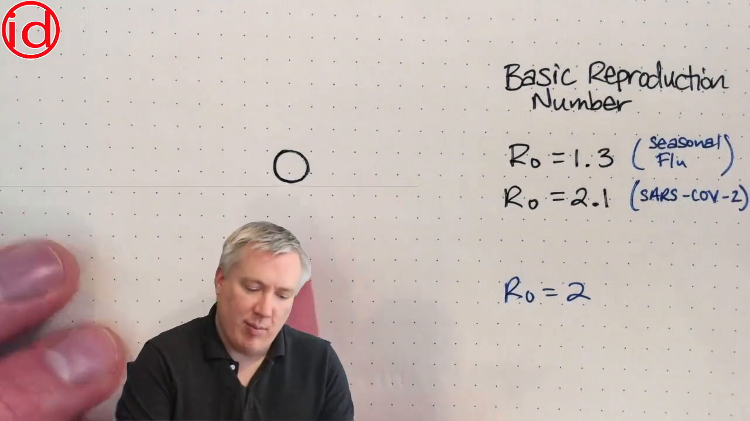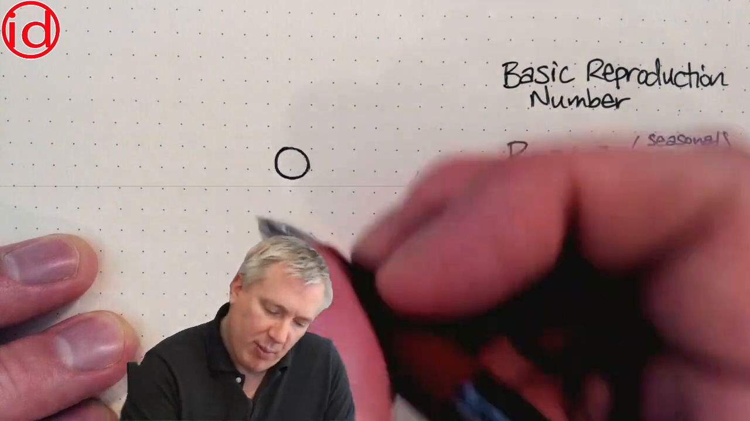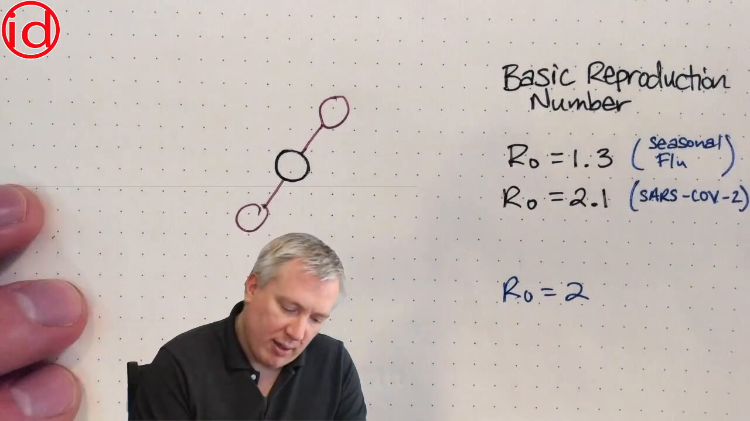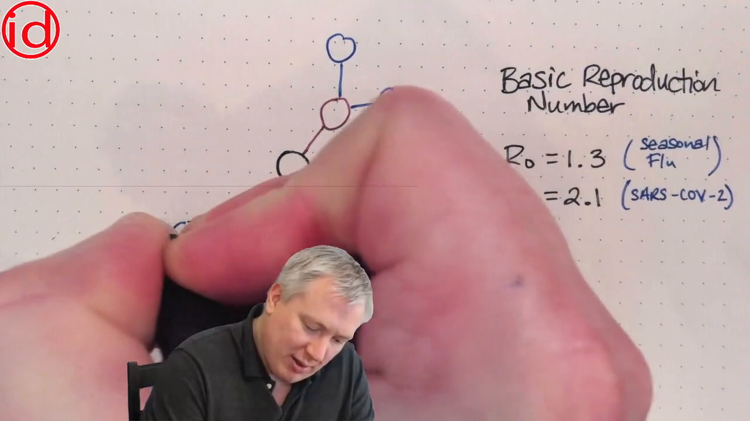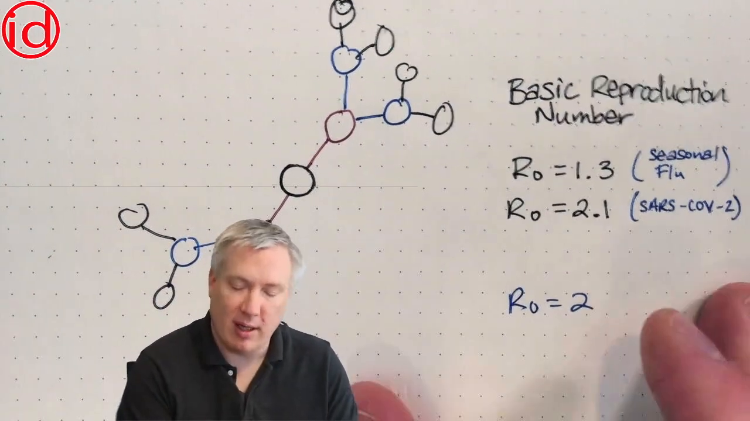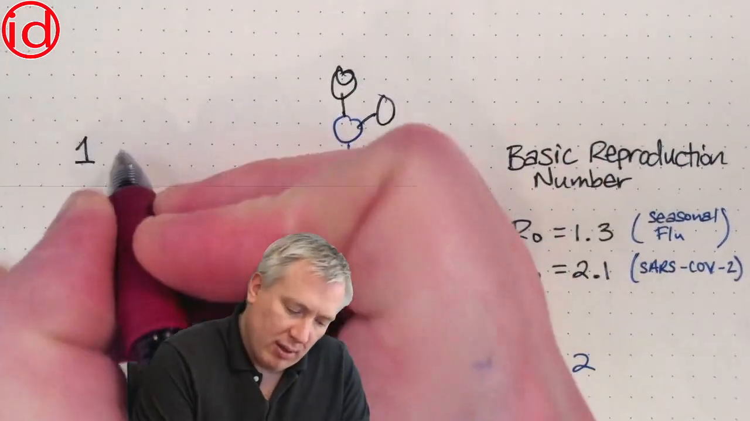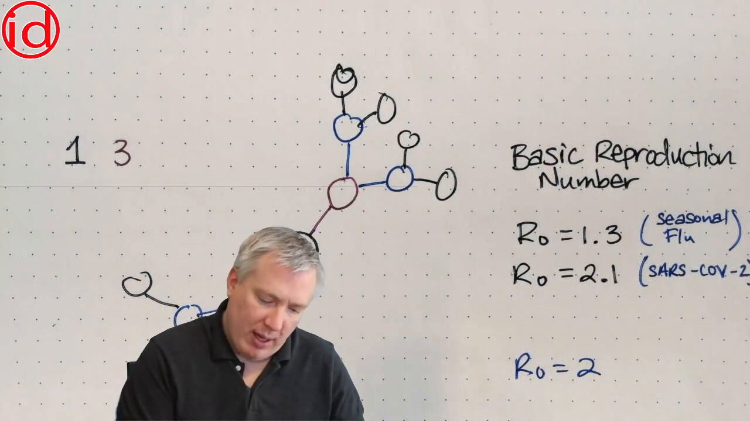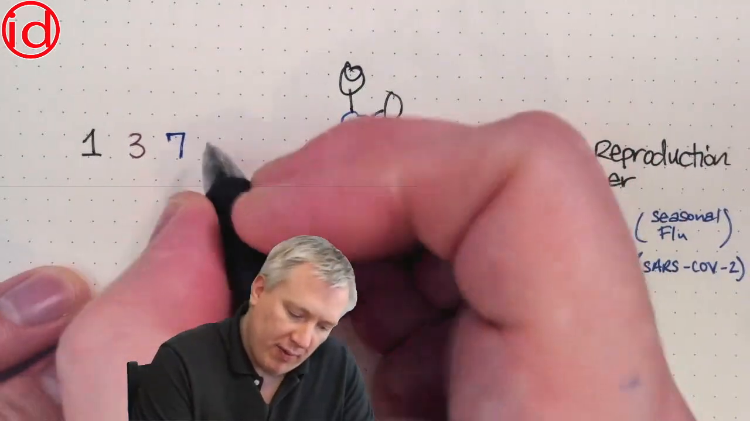What this means is someone with this disease with an R naught of 2, on average, is likely to spread it to 2 other people. And those 2 people are likely to spread it to 2 other people. And so on. If we count up the number of people who are sick in each of these rounds, it starts with the first individual, and then we have 3 people sick, and then we have 7 people sick, and then we have 15.